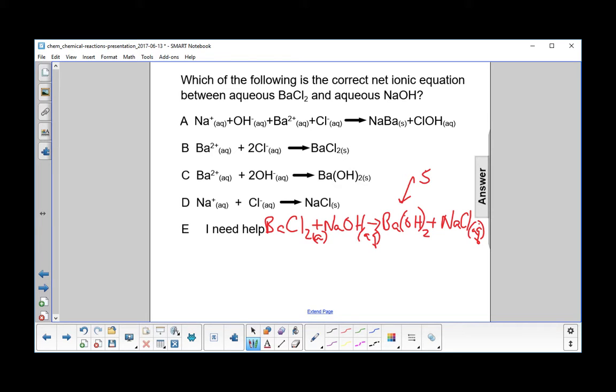Now we have to balance it. We note that we have 2 chlorines on the left and only 1 on the right. So we'll put a 2 here in front of the sodium chloride. That now gives us 2 sodiums. There's only 1 on the left, so we'll put a 2 here also. So there's our balanced equation.